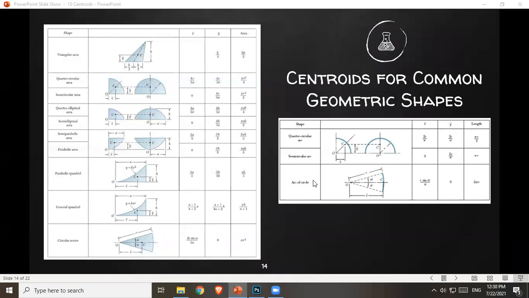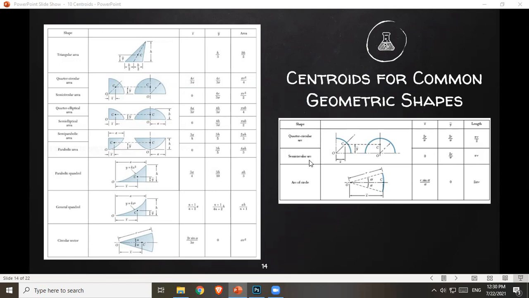And then finally, we're done with areas. Let's talk about lines. So we have a semicircle and a quarter circular arc. So for the quarter arc, x bar is 2r over pi from the left side. y bar is 2r over pi as well from the bottom. And then its length is pi r over 2.